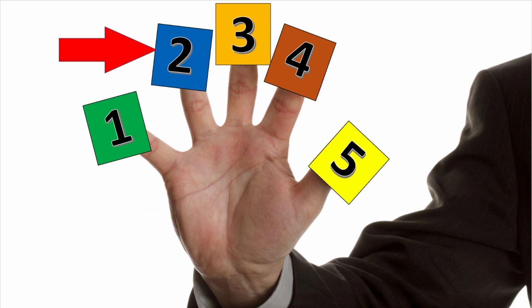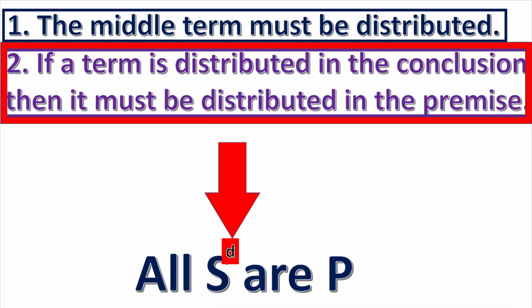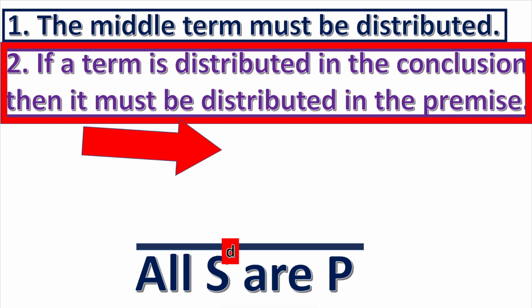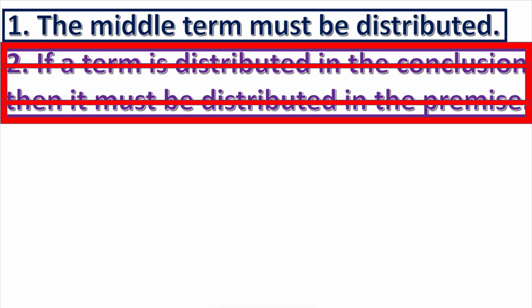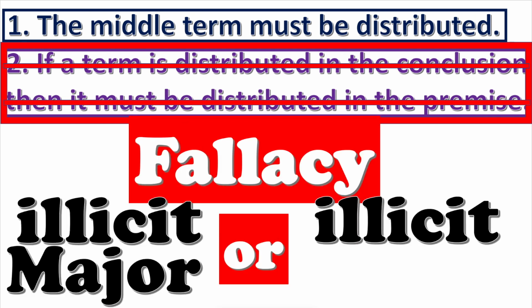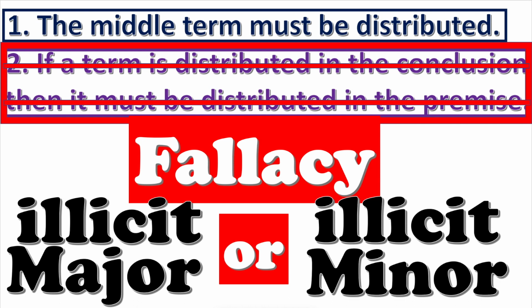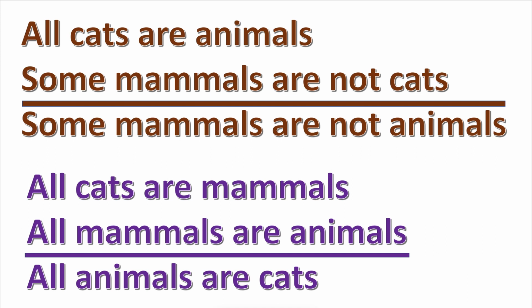Next you will learn Rule 2. Rule 2 says that if a term is distributed in the conclusion, then it must be distributed in the premise. If this rule is broken, then the fallacy of illicit major or illicit minor is committed, depending on which term is in violation. Look at these syllogisms.